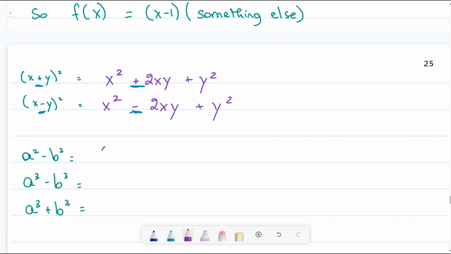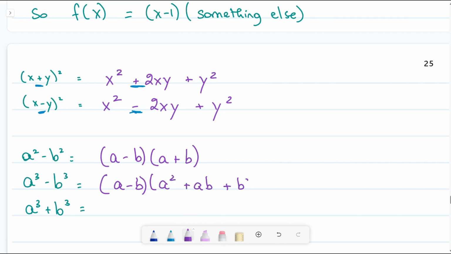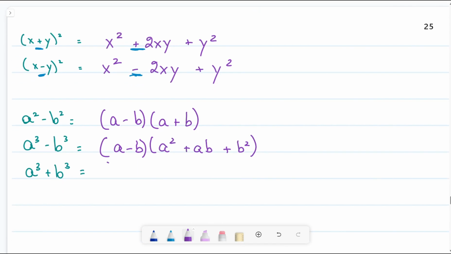Now a squared minus b squared is a minus b times a plus b. A cubed minus b cubed is a minus b times a squared plus ab plus b squared. A cubed plus b cubed is a plus b times a squared minus ab plus b squared.